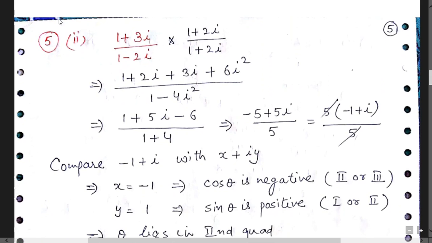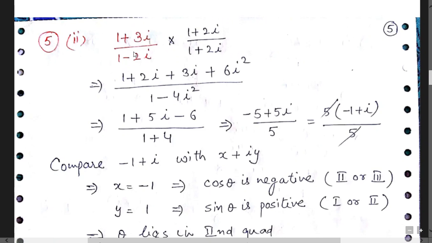Second part of question number 5: (1 plus 3i) divided by (1 minus 2i). Simply rationalize the term first. Multiply and divide by 1 plus 2i. Then multiply in the numerator.